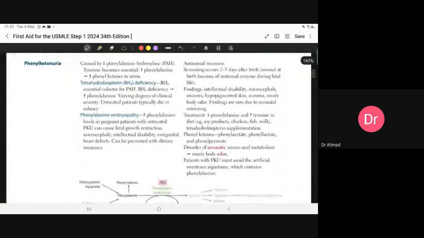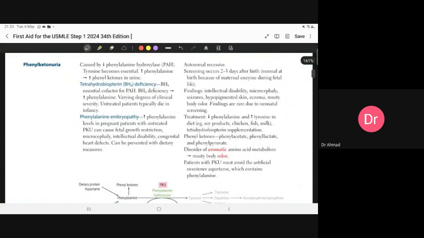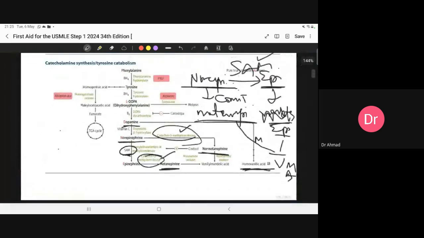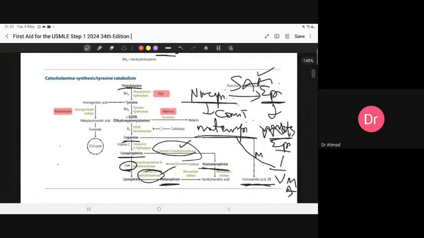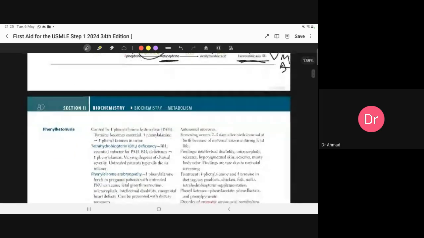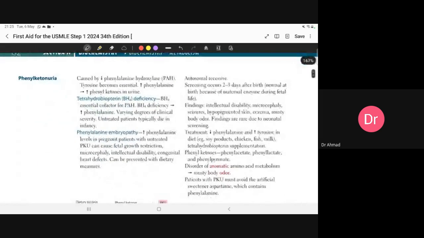Now we will talk about the disorders itself. So you can see phenylketonuria. In this, you need to remember that if you cannot convert your phenylalanine into tyrosine, because of deficiency of this enzyme or this cofactor, you cannot synthesize tyrosine, and that's why tyrosine becomes essential. So you need to take your tyrosine from your diet, because normally tyrosine was synthesized in your body from phenylalanine, and now it's not synthesized anymore.